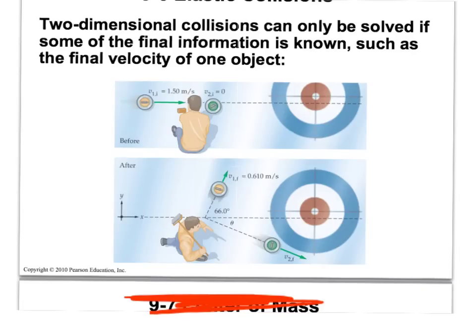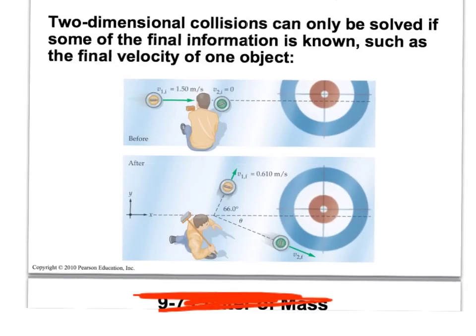The problem with two-dimensional collisions is they're going to be really hard because you have a lot of things that you might not know. So if you're trying to find velocity in x and in y, and let's say this picture right here is a two-dimensional collision, you've got this one object here that hits this other object, and then they both move off at some angle. When that happens, if we don't know the final velocity of this object, that actually means there's two things we don't know. We don't know v2f x, and we don't know v2f y.